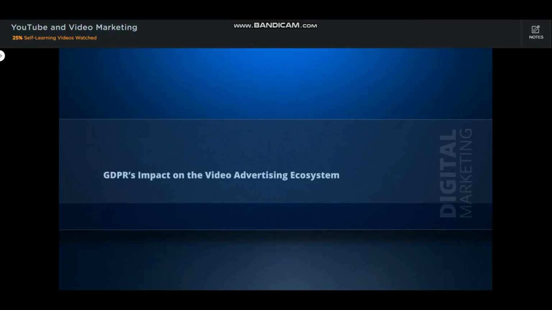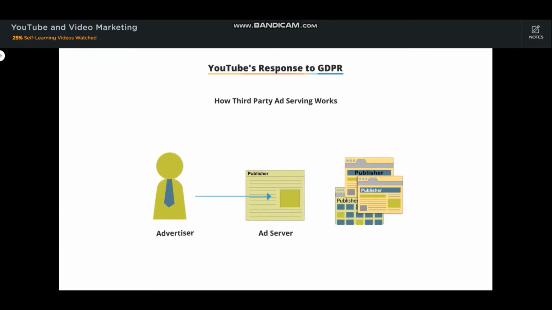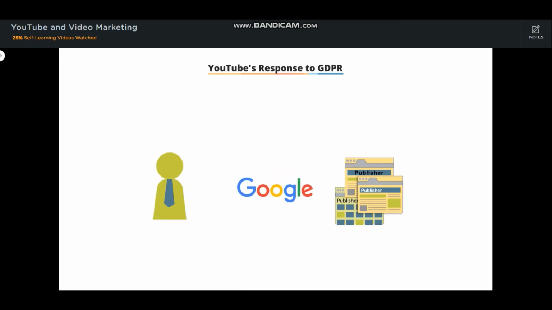GDPR's impact on the video advertising ecosystem. YouTube has also made some specific announcements that deal with the GDPR guidelines. 1 year before the GDPR kicked in, Google announced that it would suspend third-party ad serving in the EU and would limit pixel tracking by third-party companies. Google prefers to keep control by having it all go directly through Google. Some people didn't see this as a preparation for the GDPR, but as a way by Google to get increased control over the video advertising ecosystem.